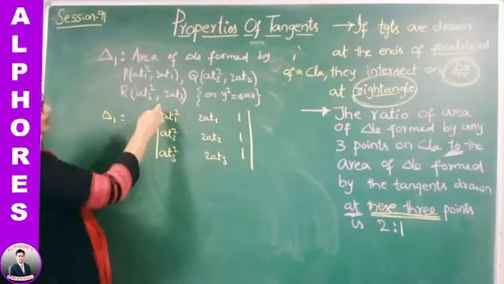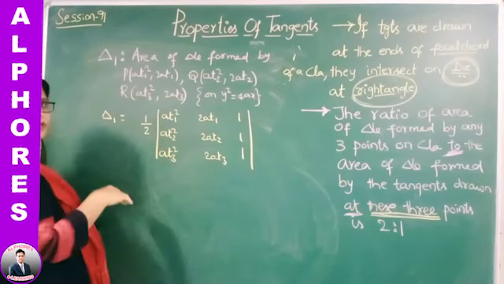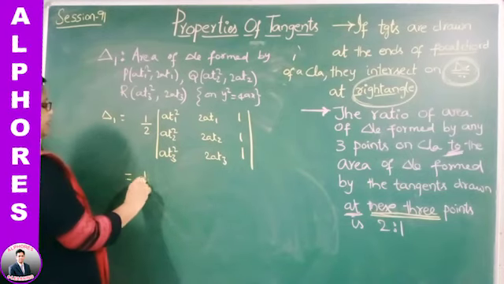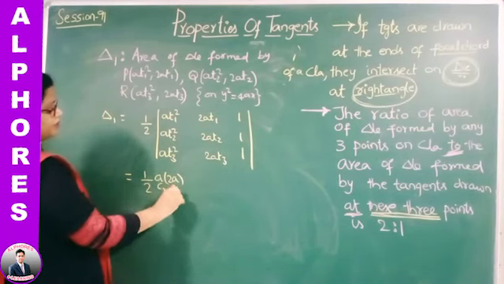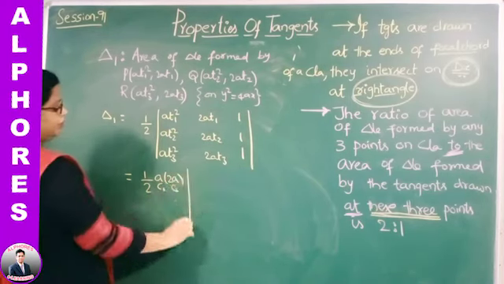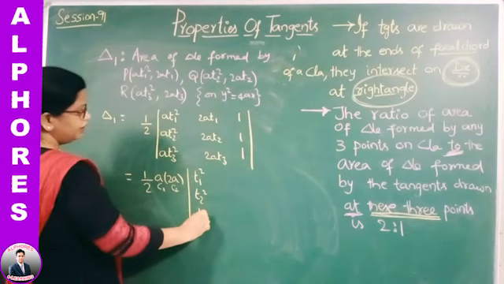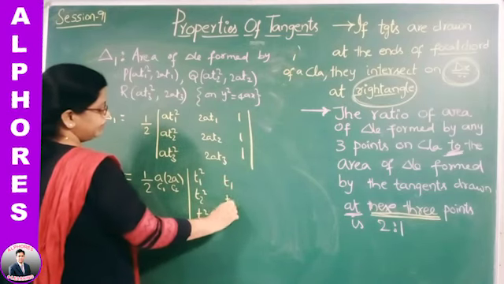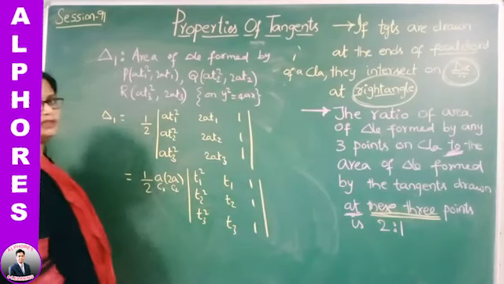Now from the first column let us take a out, and from the second column let us take 2a out. Then this is half a into 2a, with the determinant t1 squared, t2 squared, t3 squared; t1, t2, t3; and 1, 1, 1. Okay students, in this way you got it.